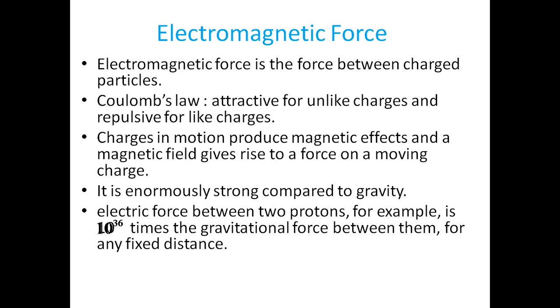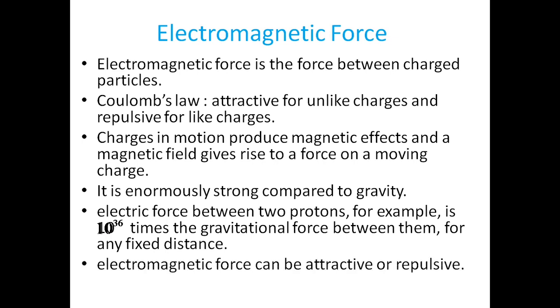Electric force between two protons, for example, is 10 raised to 36 times the gravitational force between them. So if you are comparing the electromagnetic force and the gravitational force between two protons, we can see that it is about 10 raised to 36 times greater. The electromagnetic force is greater than the gravitational force at a fixed distance.